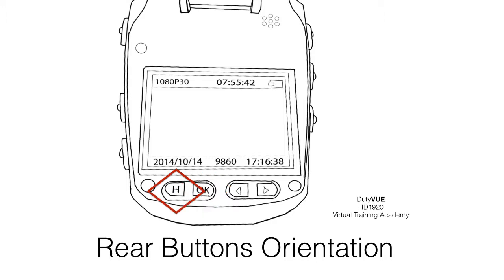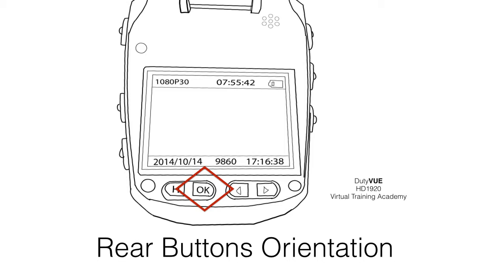Once you've chosen the feature or function you want, simply keep pressing the H or Home key until you're back to the main menu screen. Now we'll concentrate on playing back the recording you'll make on your DutyVUE HD 1920 device. This is one of the most powerful and used features of the unit.